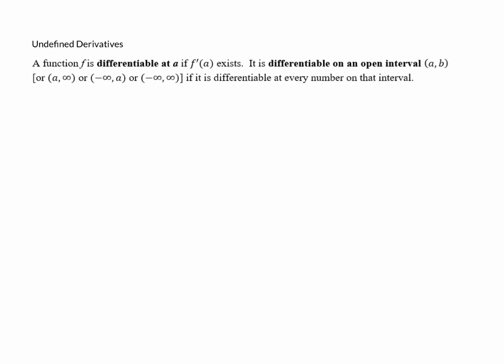A function f is called differentiable at a if f prime of a exists, meaning if the derivative exists at that point. And then we can say it is differentiable on an open interval from a to b, or from a to infinity, or negative infinity to a, or negative infinity to positive infinity, if it is differentiable at every number on that interval.